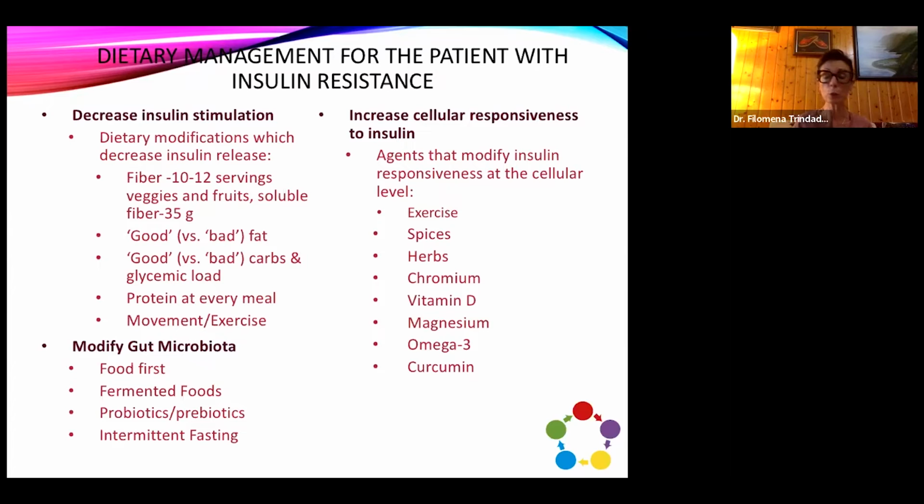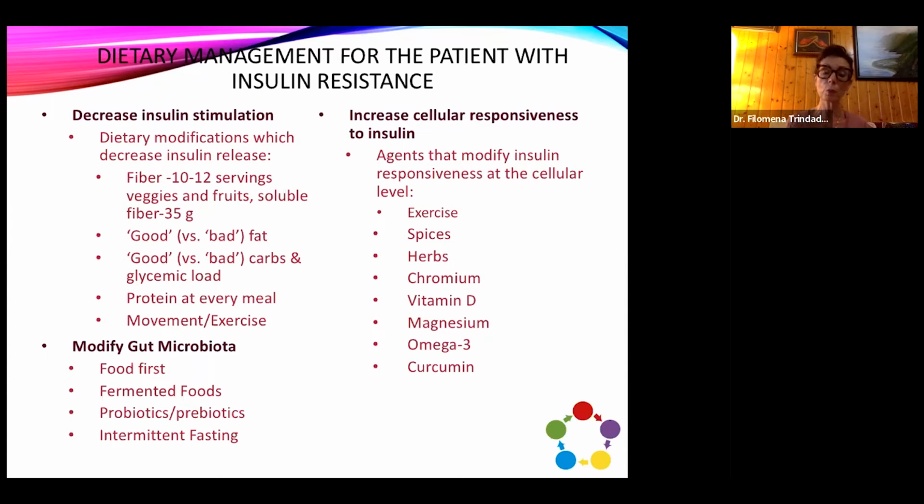And usually 1 to 2 tablespoons of coconut flour, which you can add to food. You can thicken soups with it. And usually I have them do 4 to 6 chestnuts a day. In addition, you can also add your acacia fiber to get to that 35 grams, depending on what each patient likes. And then you want to educate them about good and bad fats, just like complex carbs and simple carbs, and making sure that they're eating protein with every meal. And in here, you're also going to talk about movement or exercise, because that's also going to help decrease insulin stimulation.